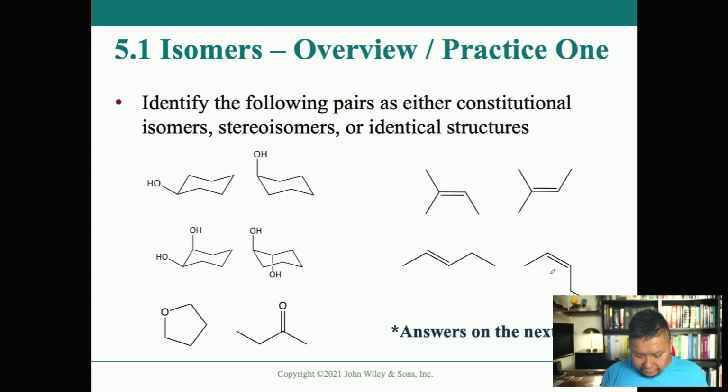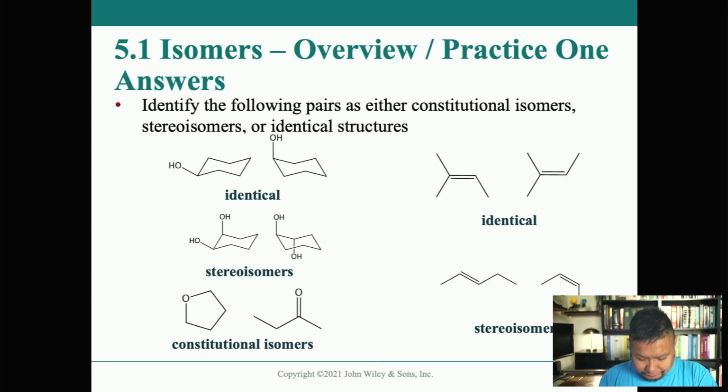So let's identify the following pairs as either constitutional isomers, stereoisomers, or identical structures. And I made a note for myself. There's some answers on the next slide right there. So I'm not going to try to do it ahead of time like I always do. This is meant for you to be able to answer in class. So too bad we can't do that. It's a real disadvantage. Anyway, let's keep moving here.